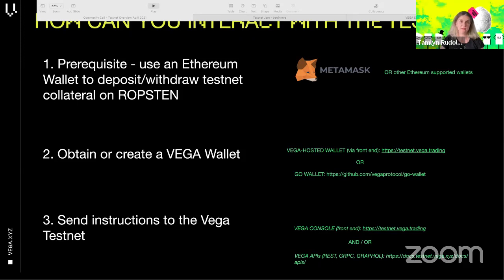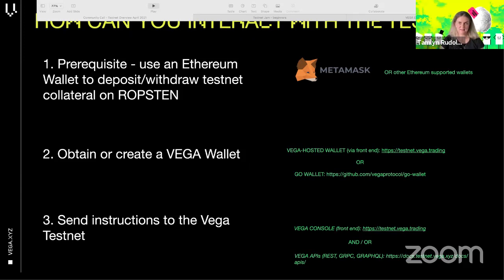Or you can use the Vega APIs. We have rich APIs and documentation supporting those, so you can connect with REST, gRPC, or GraphQL. I really recommend checking out not only the docs, but the links off the docs to the sample API code, where there's some Python and some shell scripts that can help get you started on that.